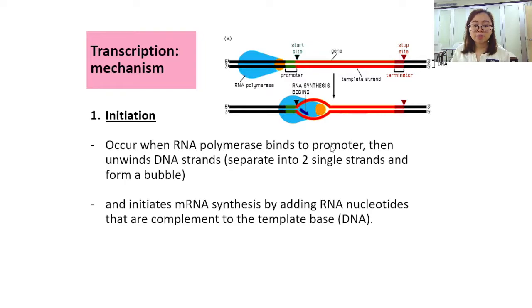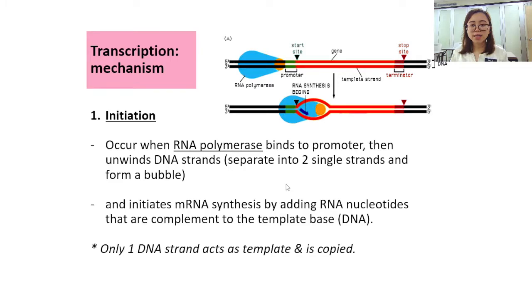And RNA polymerase initiates mRNA synthesis by adding RNA nucleotides that are complement to the template base, which is DNA. So asal dia buka saja, dia akan mula sudah transcription process. Macam mana dia mula? Asal dia boleh baca, dia terus cari RNA nucleotide yang match, yang complementary, dan dia akan masukkan dan start susun. Only one of your DNA strand will act as a template and is copied. So, kalau macam contoh ini, yang 3' to 5' end, which is the bottom one, will be the template strand.